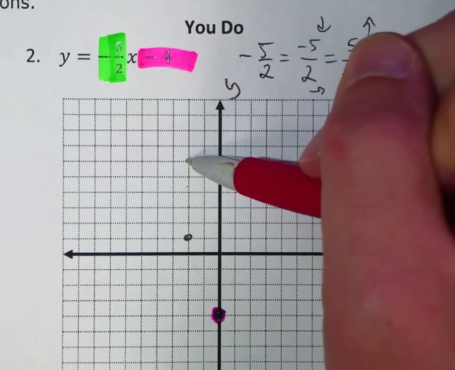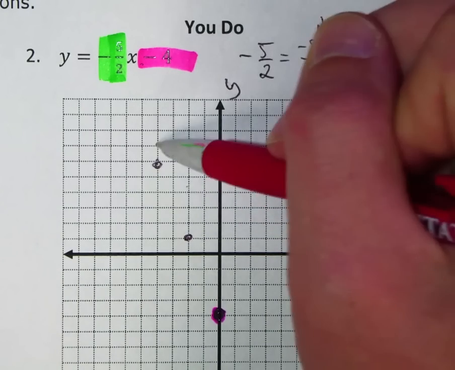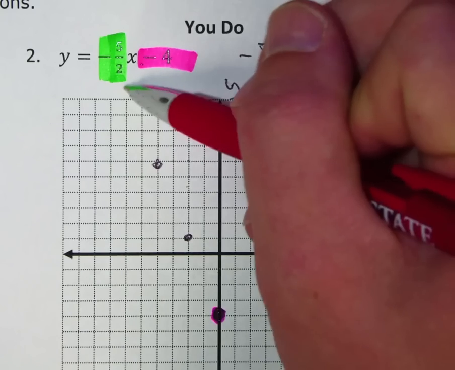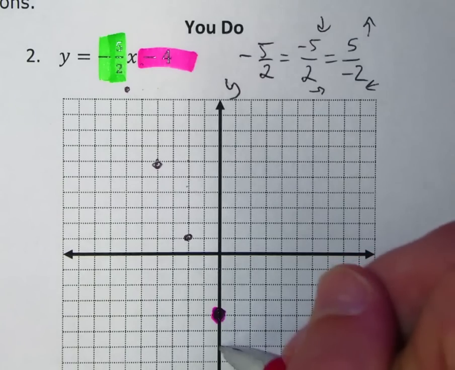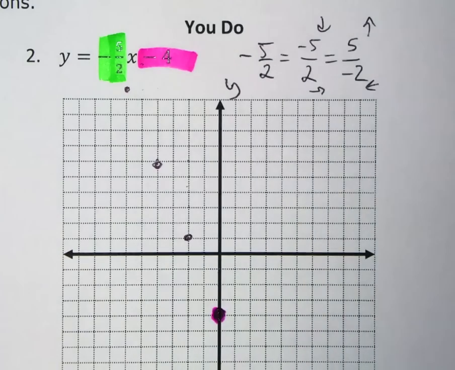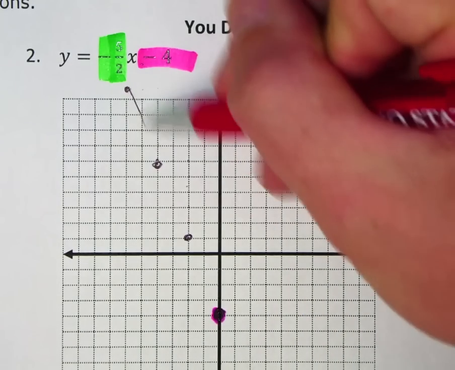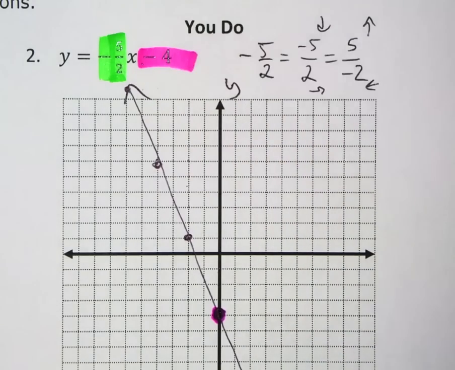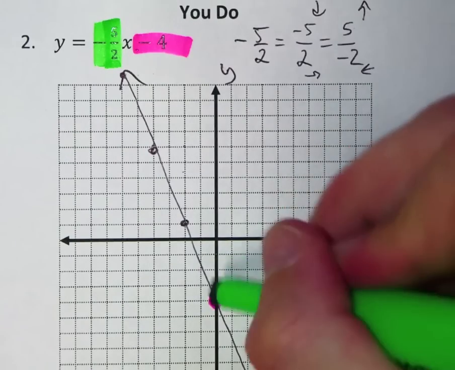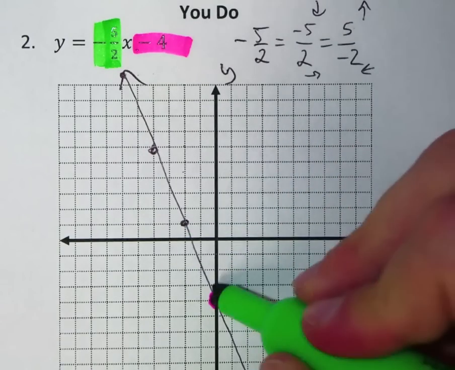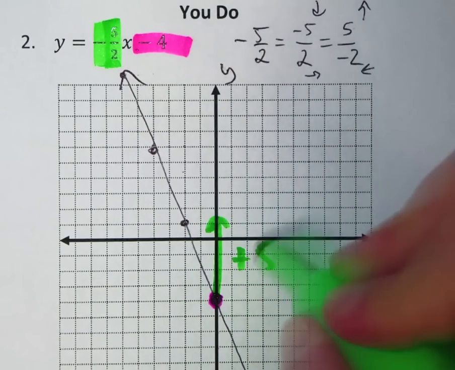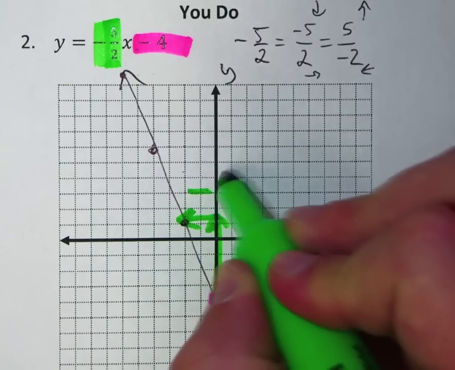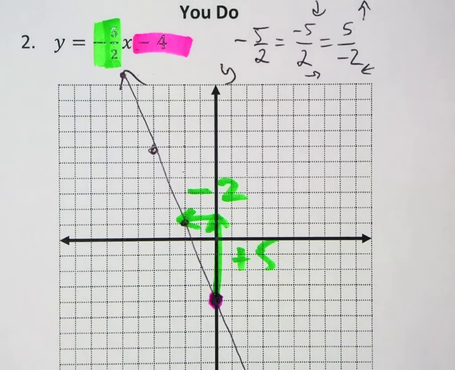1, 2, 3, 4, 5, 1, 2. Okay, I'm going to go ahead and make this line of solutions. Straight edge would serve me well here. I'm good to go. You can see I went up 5 and to the right 2. So that's graphing our solutions from the equation.